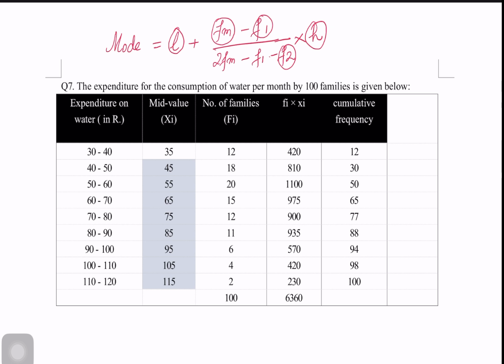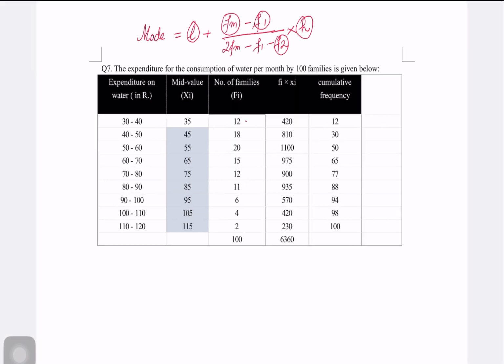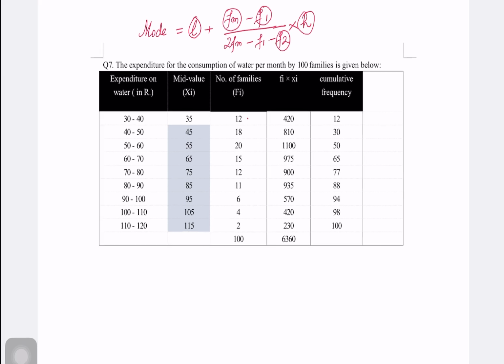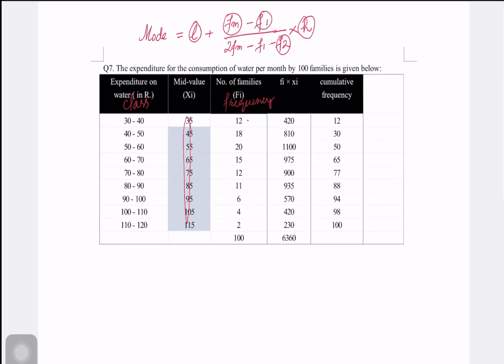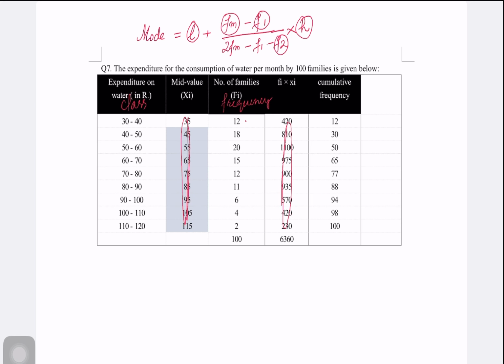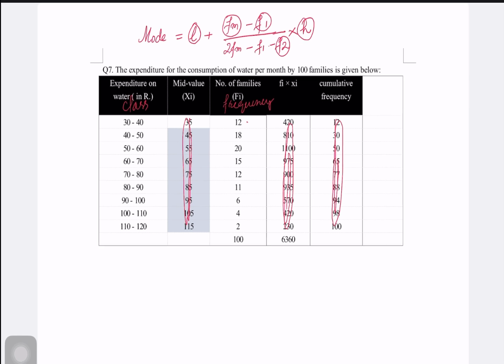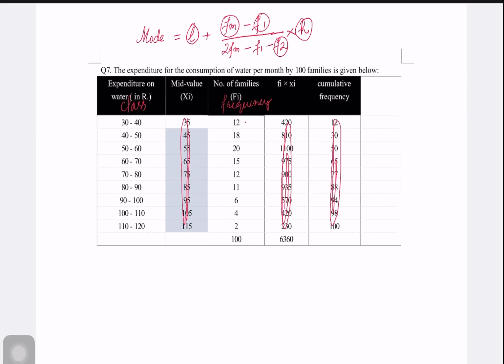So let us see all of them again. How can we find out? After we learn this formula, let us see what are the needed columns. We need only class and then frequency. We don't need these mid values. We don't need fi, xi multiplication. We don't need cumulative frequency. Now let us see how we can solve this using the formula. So learning of the formula is very important here.